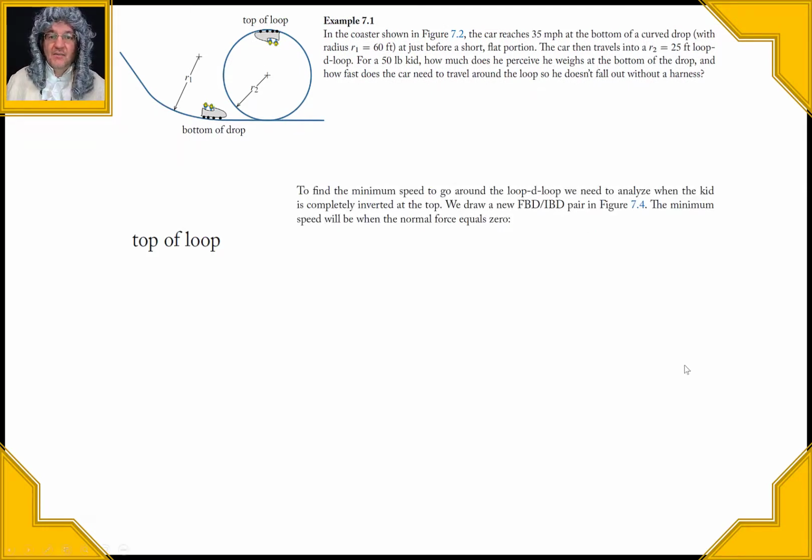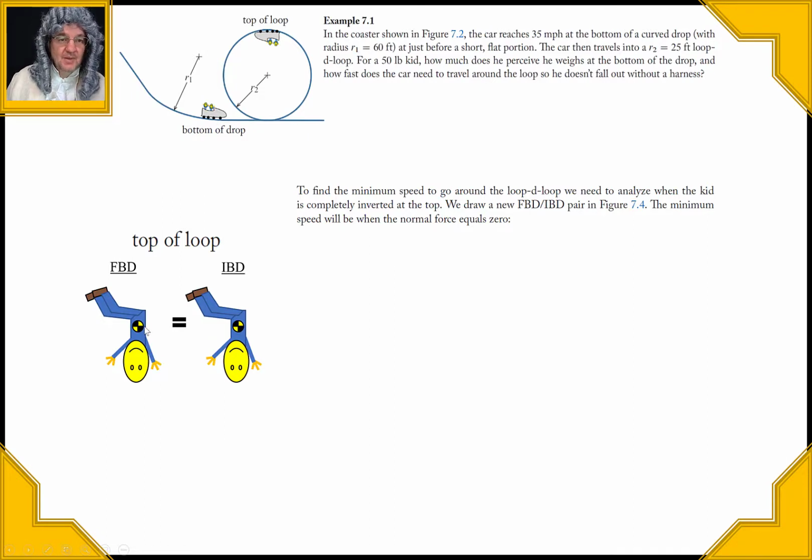We want the minimum speed so he stays in the seat without a harness. So we draw him again, but this time he's upside down, and so the normal direction is changed, right? The normal direction is now right here. Remember that the normal and tangential directions follow the particle around. So the weight is now going downwards, and the force in the tangential direction is still pushing him this way. It could go the other direction too. We're not dealing with that portion right now.